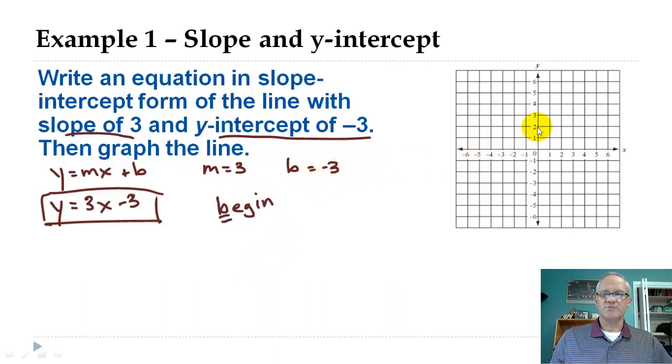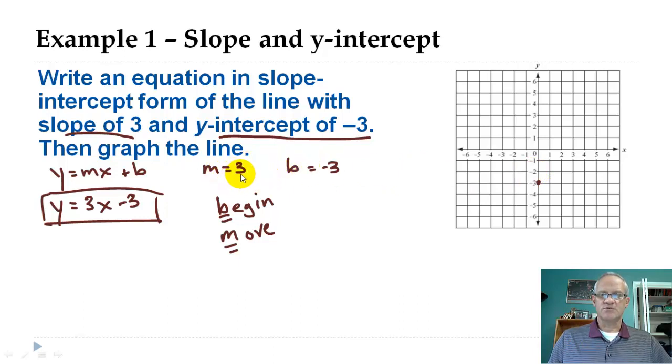The y-intercept, remember, is negative 3 on the y-axis. So that means we're going to go down here and put a dot. So that's b, that's the y-intercept, that's where we begin. And then m, or the slope, is how we move. From the beginning point that we have there, negative 3, this just tells us how to move.